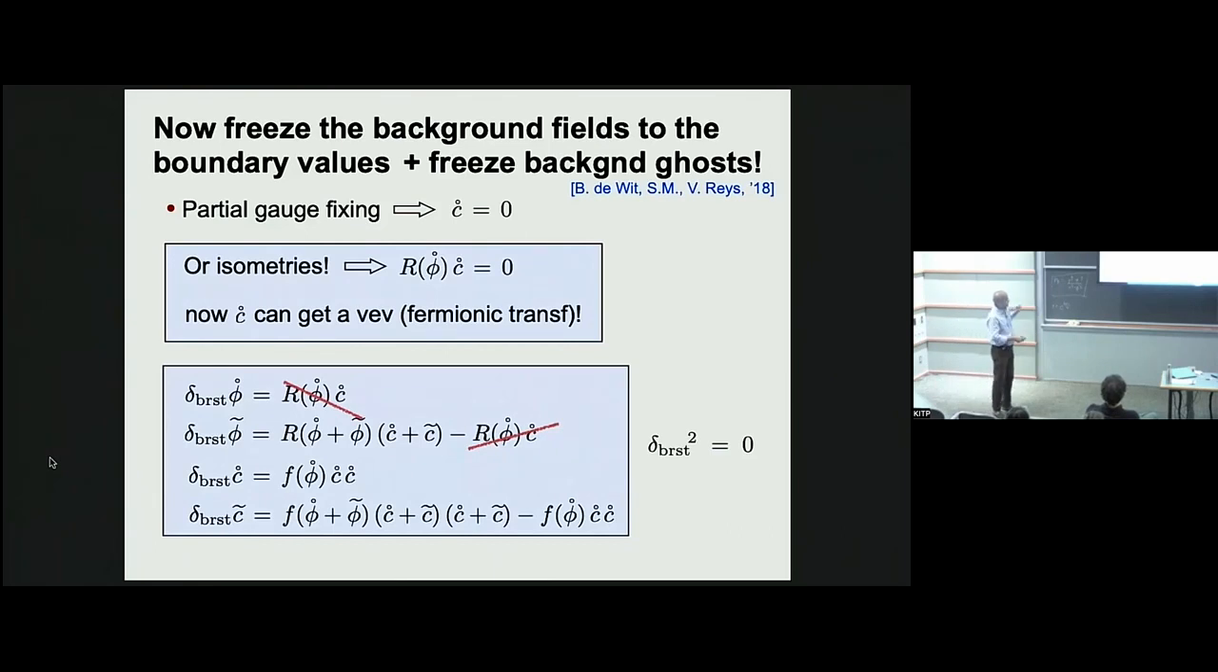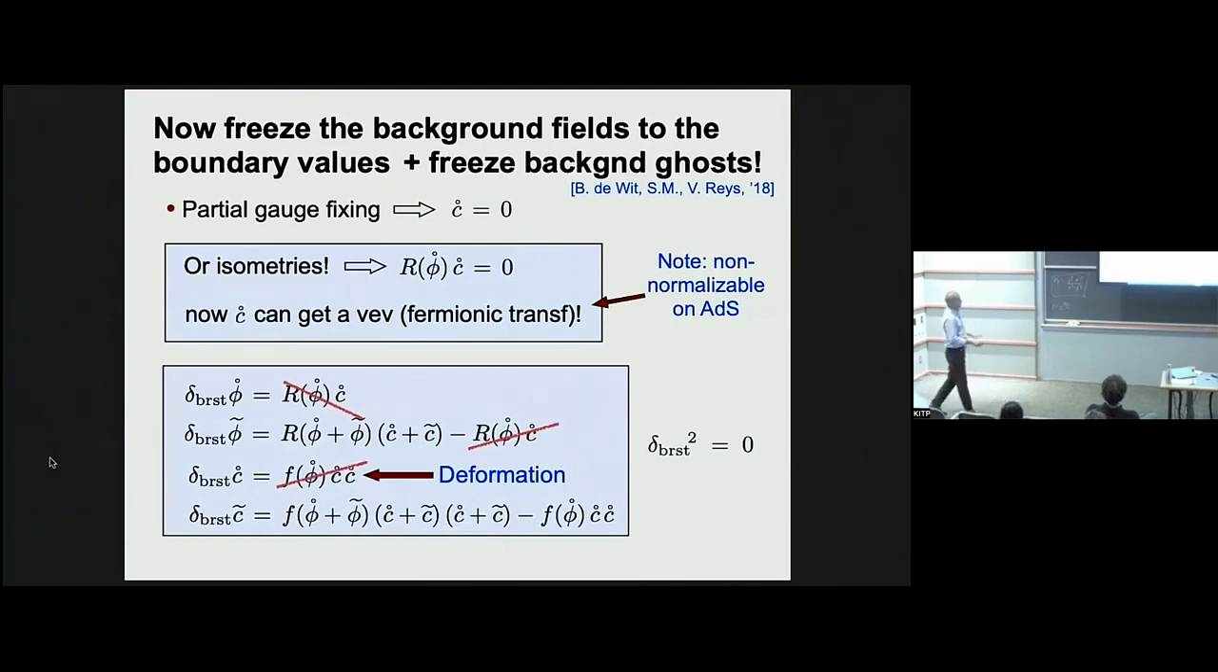So far, so good. And now we want to deform this theory, this algebra. You do that by setting, because you've set C circle to some constant value, you deform this so far as BRST, and you set this to 0. Now you have a deformation. Notice, by the way, that in the AdS context, these background ghosts are non-normalizable, as they should be because they act on the boundary. They're transformations.